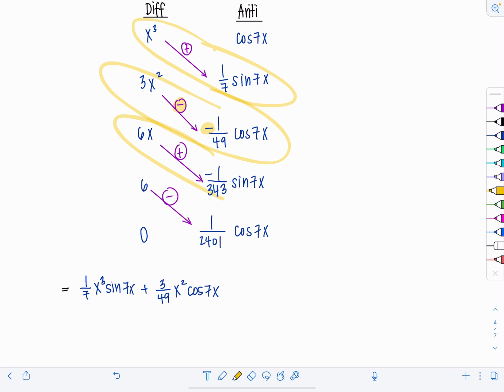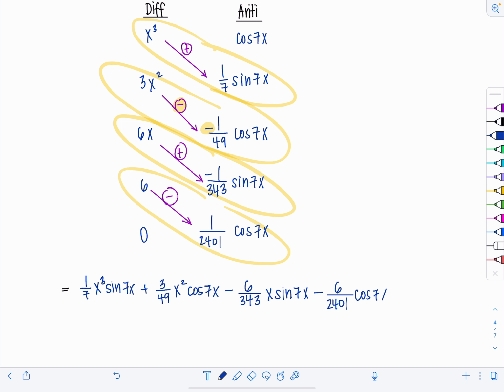One more. 6 and 343 won't reduce. No, because 343 is just 7 cubed. Okay, it's negative, this one. Yes, it is. So minus 6/343 x sine 7x. One more. Minus 6/2401 cosine 7x plus c. Beautiful.